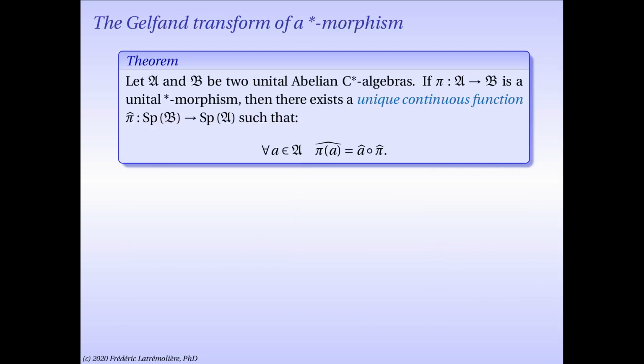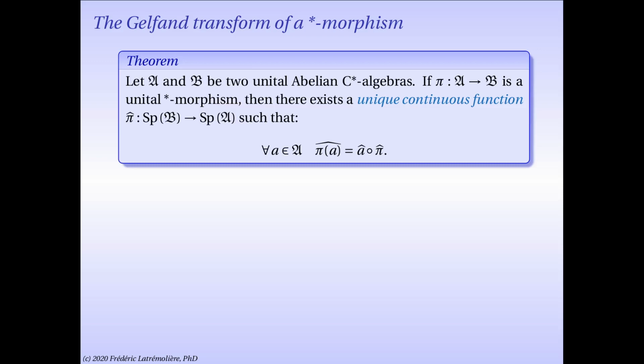Let's start discussing what happens to star morphisms between Abelian unital C-star algebras. I mean, we have a characterization of spaces. Can we express somehow star morphism in terms of maps between their Gelfand spectra? And the answer is yes, and it's not even that hard to do anymore. So let A and B be two unital Abelian C-star algebras. If pi from A to B is a unital star morphism, then there exists a unique continuous function, which I'm going to call pi hat, or the Gelfand transform of pi, from the spectrum of B to the spectrum of A, such that we have this relation.